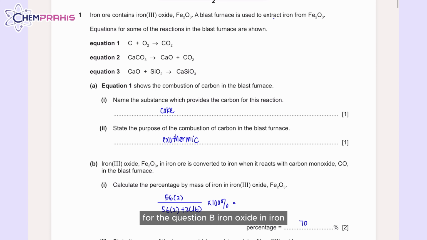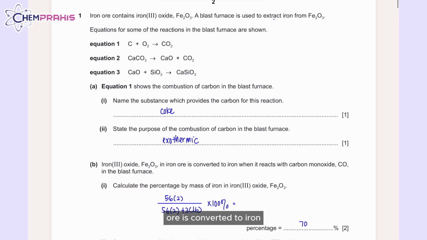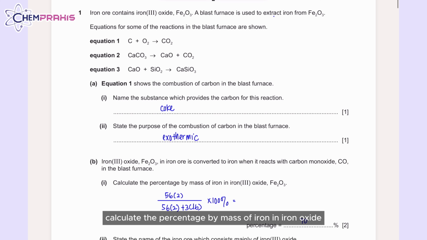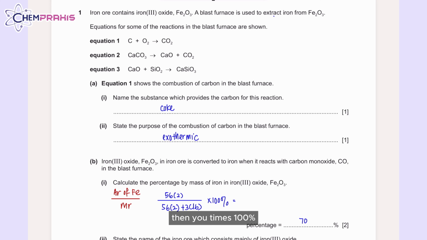For question B, iron oxide in iron ore is converted to iron when it reacts with carbon monoxide in the blast furnace. Calculate the percentage by mass of iron in iron oxide. In order to find the percentage of iron in iron oxide, first of all, you need to find the atomic mass of iron in iron oxide. Then you divide over the relative molecular mass. Then you times 100% in order to get the final answer.